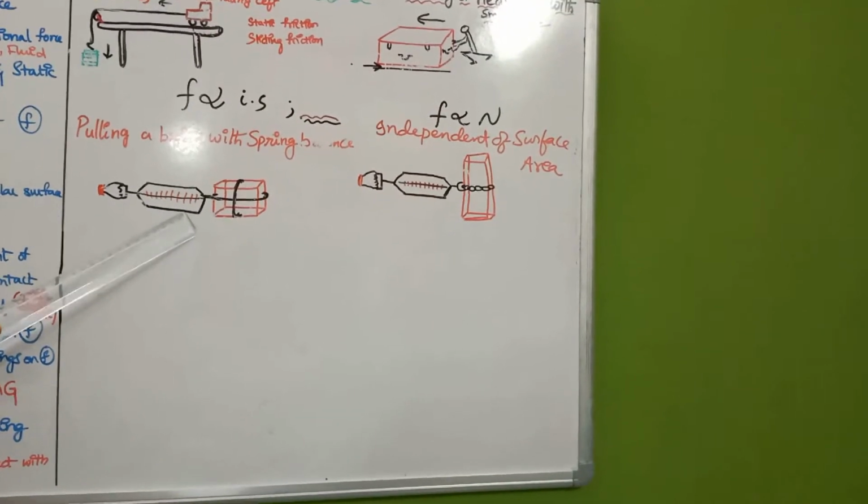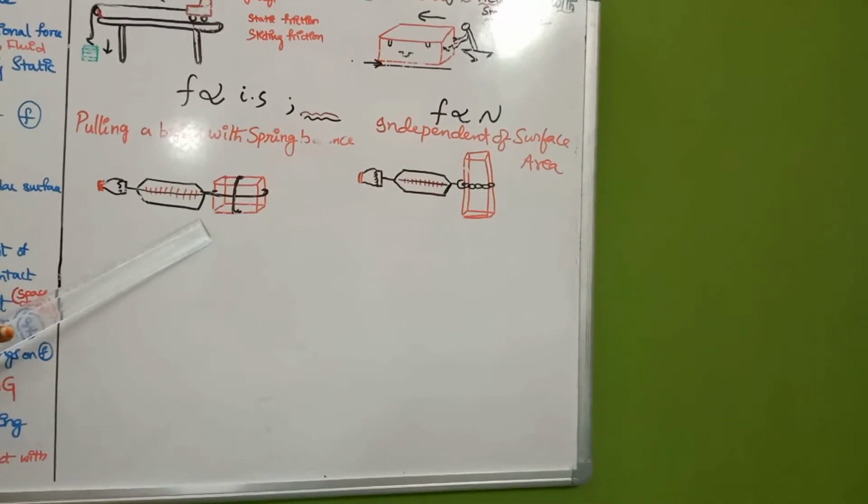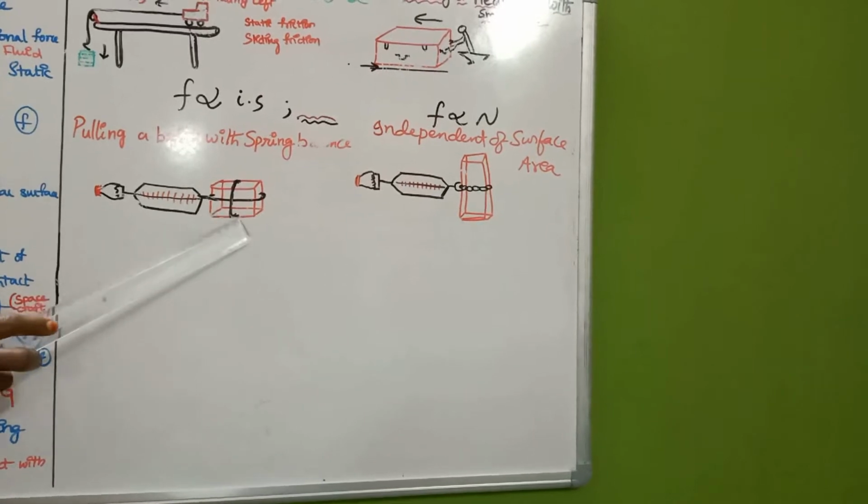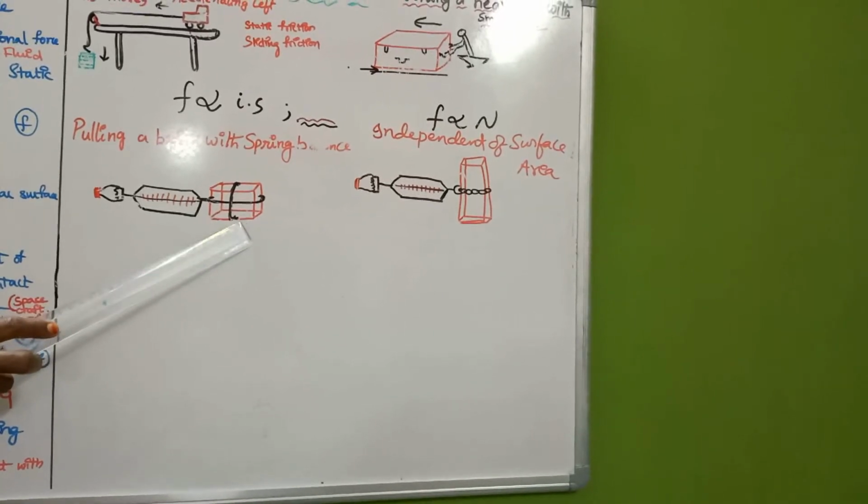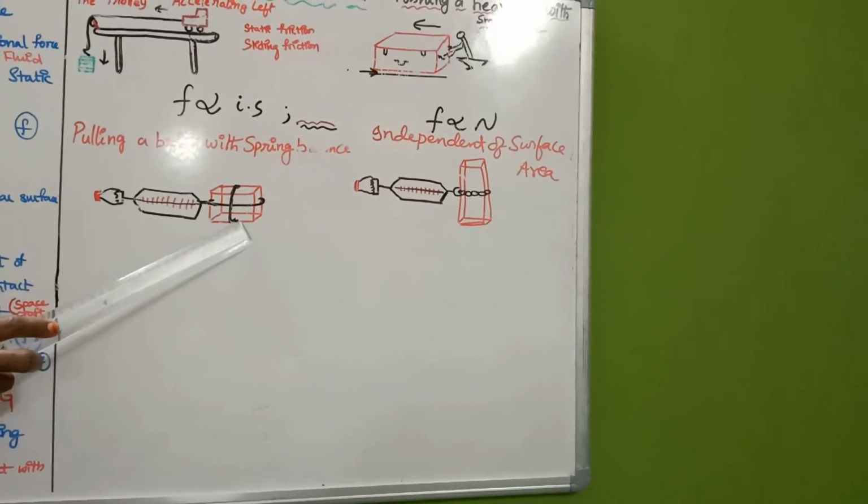Let us assume that 20 newtons of force is needed to overcome the frictional force which opposes the movement of this brick.